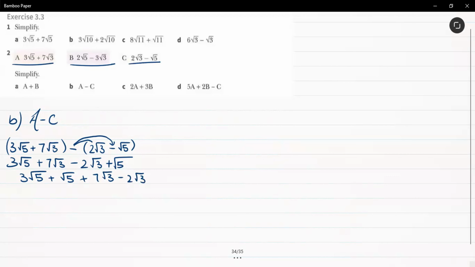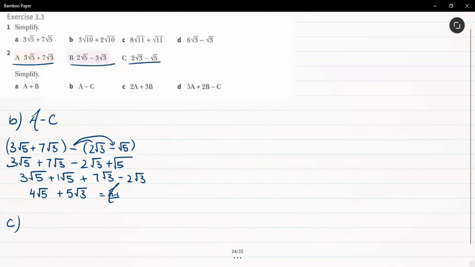And that would ultimately give us 4 under root 5 because it's essentially 1 under root 5 here, plus 7 minus 2 is 5 under root 3. And that's it. This is the answer for part B: 4 under root 5 plus 5 under root 3.